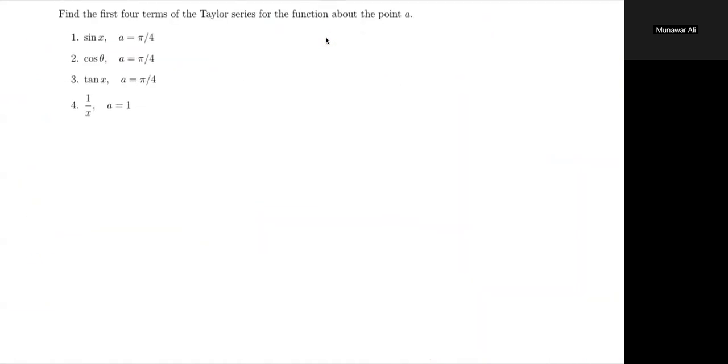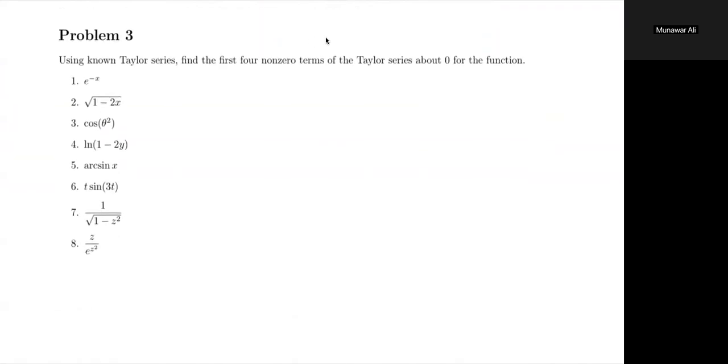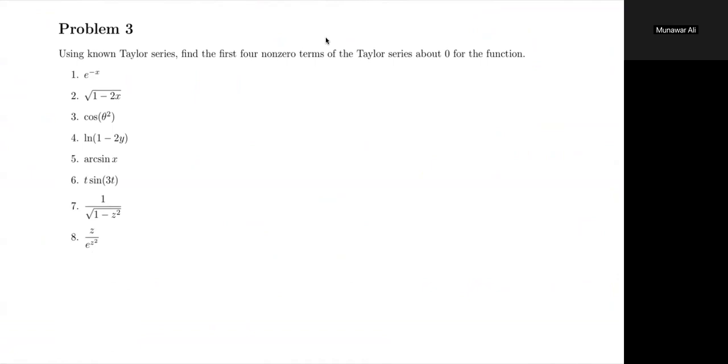Okay, so second problem, very similar to the first one. That's why I'm not going to do it. So the third problem is: use known series to find the first 4 non-zero terms of the following series about 0. This is a very good and interesting question because you have to use some known series to find the series of all these functions.